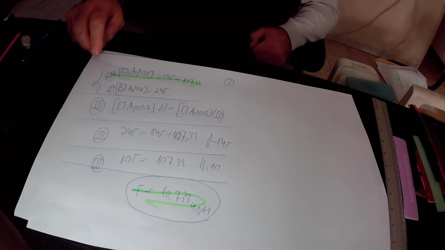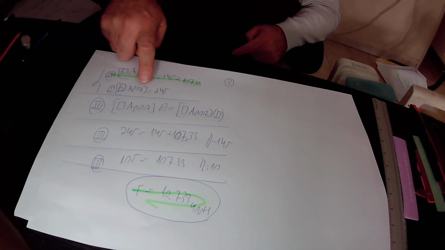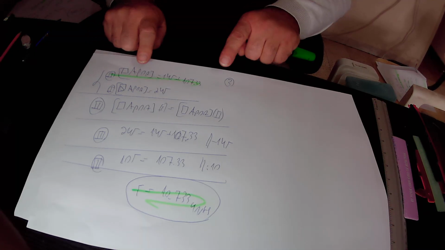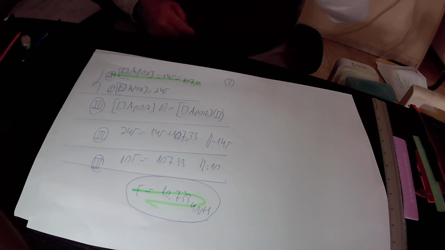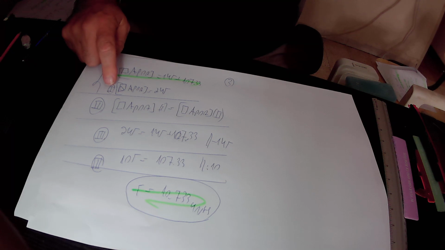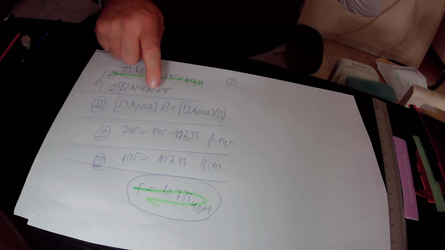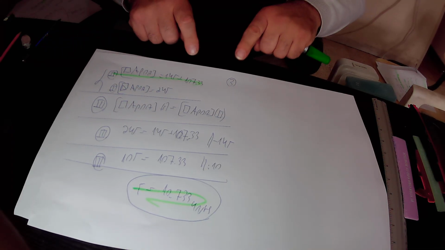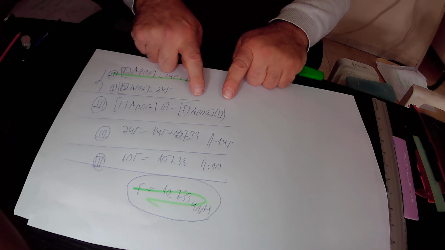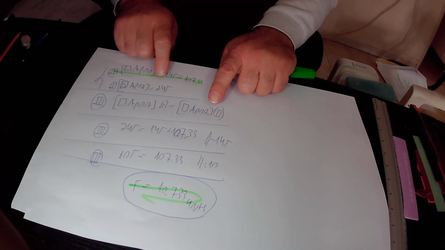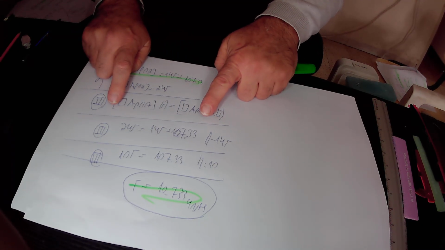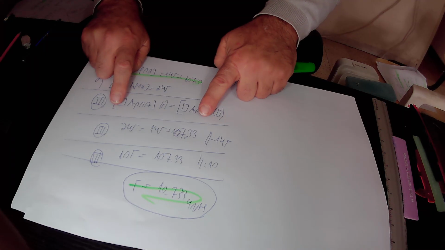Therefore, we get equation 3, which says that the area of quadrangle APOQ according to the first method of calculation must be equal to the area of the same quadrangle APOQ according to the second method of calculation. The first method gives 24R, and it must be equal to the second method, which is 14R plus 107.33. So according to equation 3, 24R equals 14R plus 107.33.